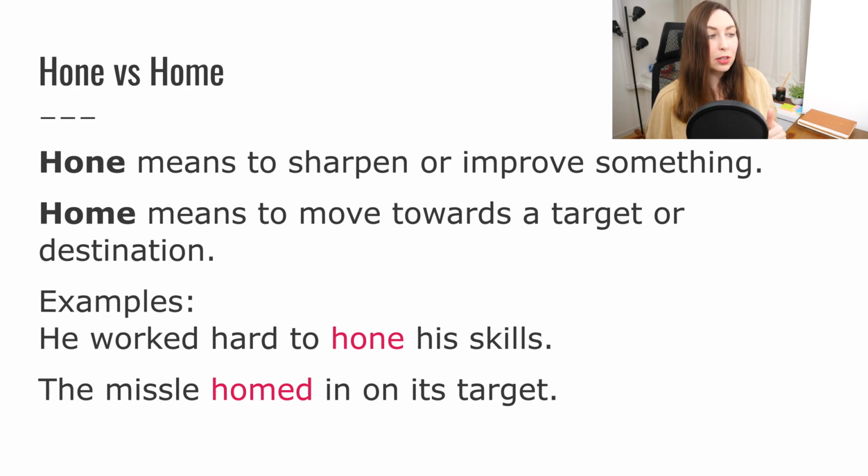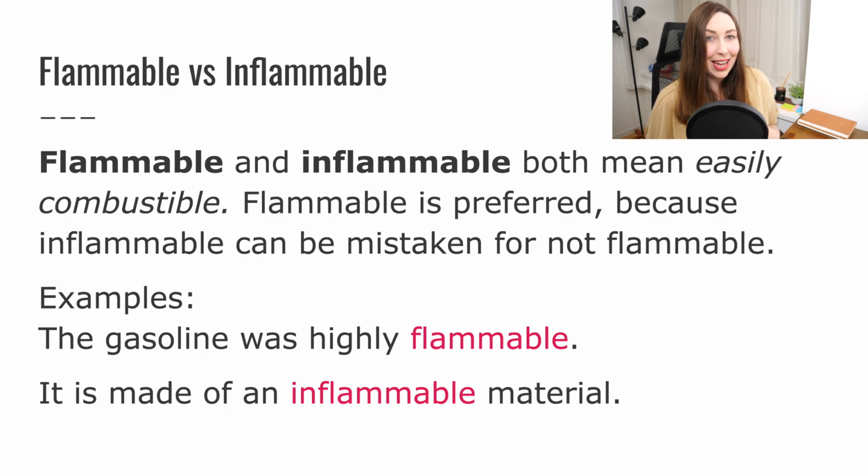Examples. He worked hard to hone his skills. So in English, you might often hear people talking about honing their skills. That means improving their skills, making their skills better. On the other hand, home, the missile homed in on its target. That means it's aiming towards its target. It's going towards it. It's moving towards its target or destination. Home in on something. Okay? Our last pair for today.